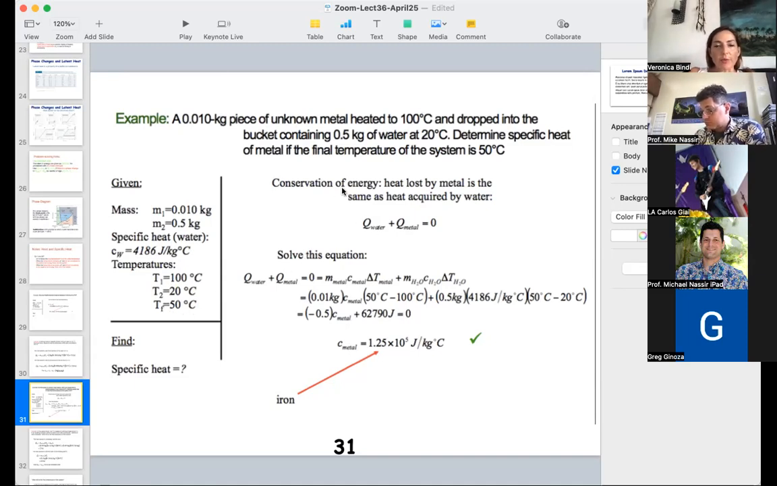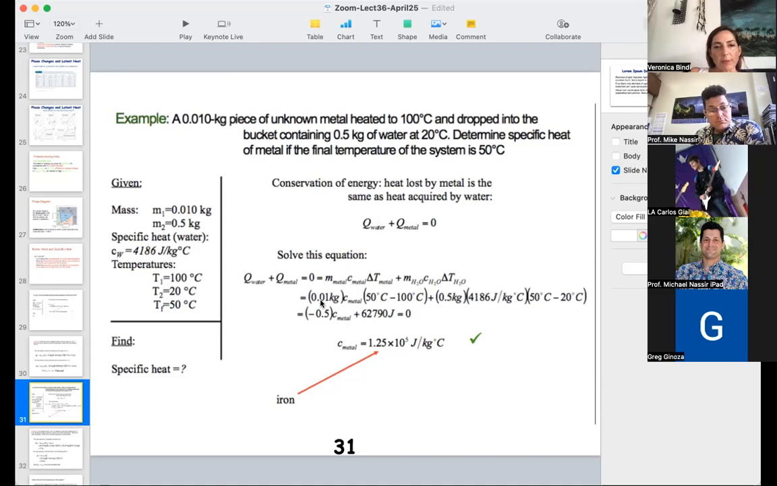So we need to know that for the conservation of energy, the heat that is lost by the metal is the same as the heat that is going to be acquired by the water. So Q water plus Q of the metal is going to be equal to 0, because all the heat that the metal loses is going to be gained by the water. So 0 is going to be equal to mass of the metal, C of the metal, delta T of the metal, plus mass of the water, C of the water, delta T of the water.